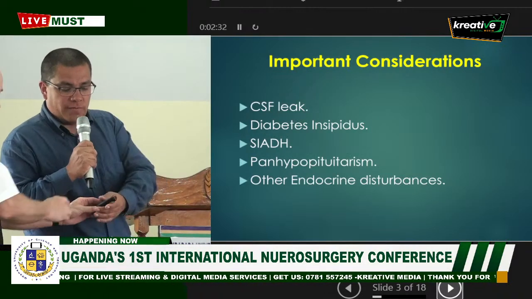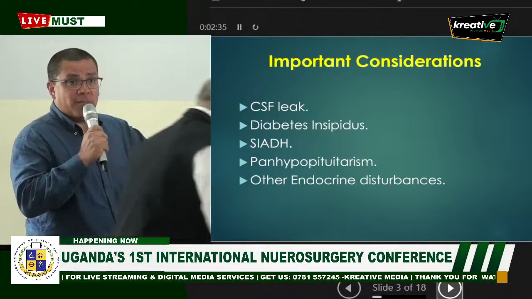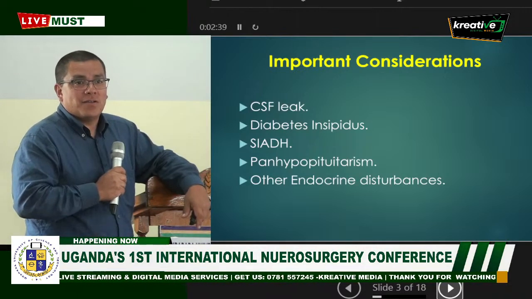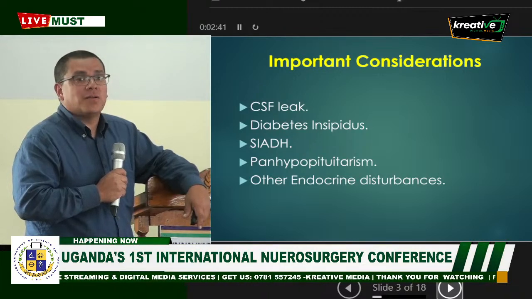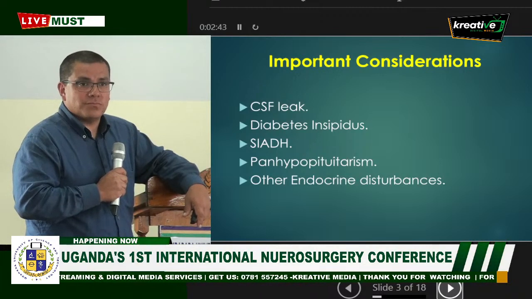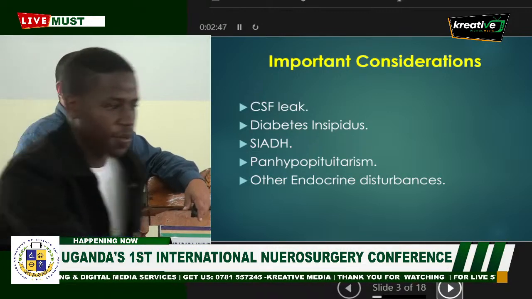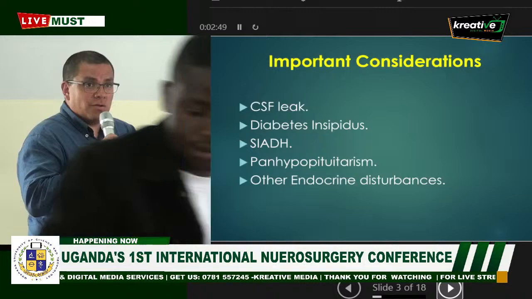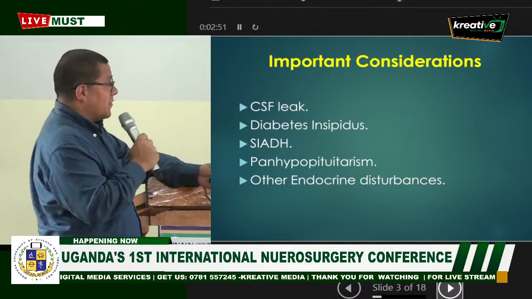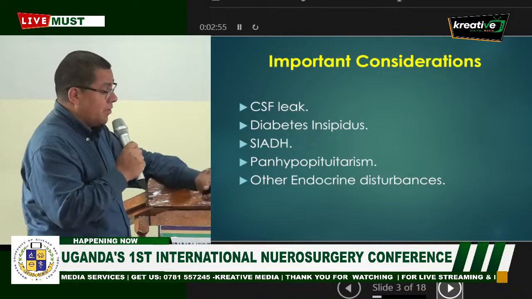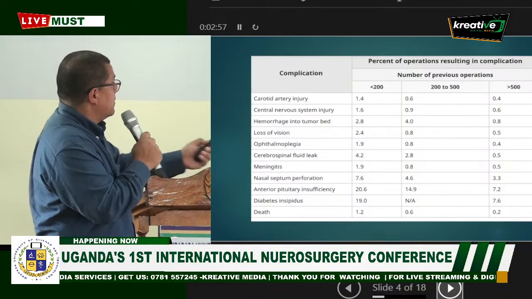What is your rate of CSF leak post TSS that you have observed while you've been training here? That's fantastic. That basically speaks of the technique that you use in order to prevent this from happening. But from time to time, you're going to see them, right? And sometimes pretty bad ones that may need other measures to be undertaken.